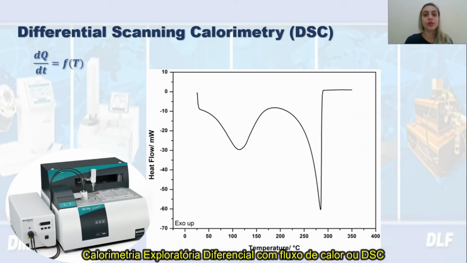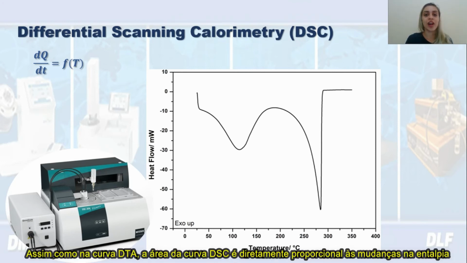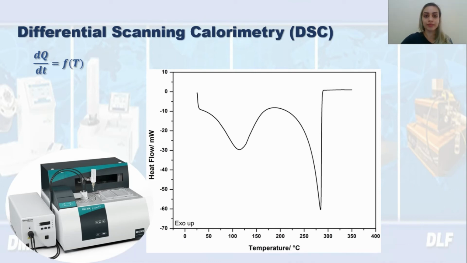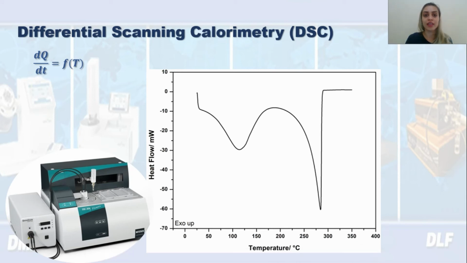Differential scanning calorimetry with heat flow, or DSC, is a technique in which the difference in the heat flow rate between a sample and the reference material as a function of temperature is determined. As in DTA, the area of the DSC curve is directly proportional to the change in enthalpy. The main difference between DSC and DTA techniques is that DSC performs a quantitative analysis, being able to determine the enthalpy involved in endothermic and exothermic events.